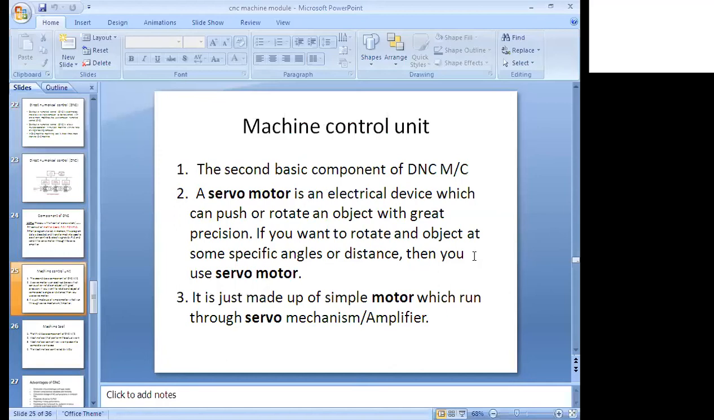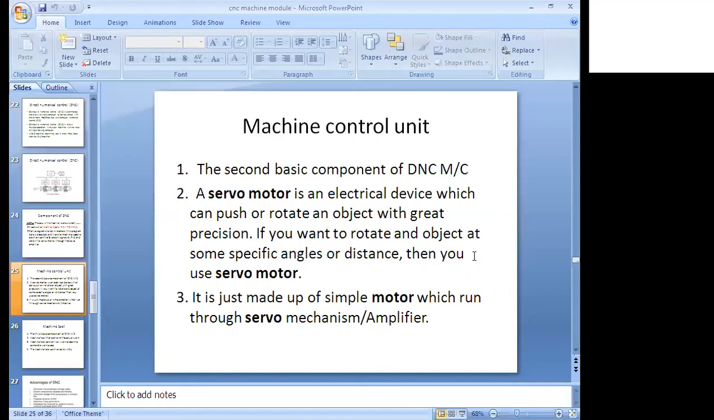The second basic component of the direct numerical control machine is the machine control unit. A servo motor is an electrical device which can push or rotate an object with great precision. If you want to rotate an object at some specific angle or distance, then you use a servo motor. In the previous slide I showed the servo motor device. It is actually an electrical device. The main thing is that whatever part program is fed into the software or computer is converted into a mechanical action. The main role in the mechanical action is the servo motor.